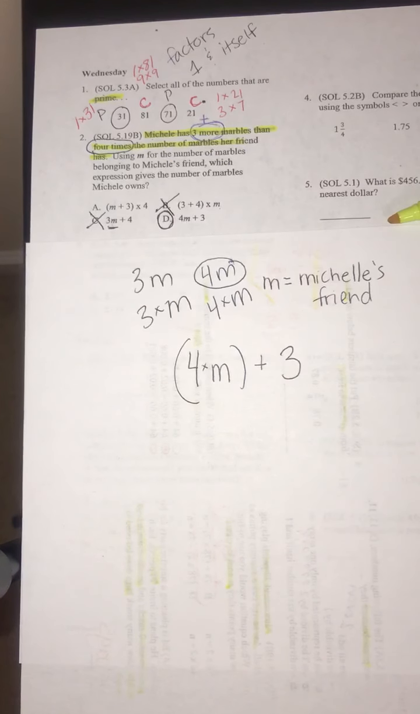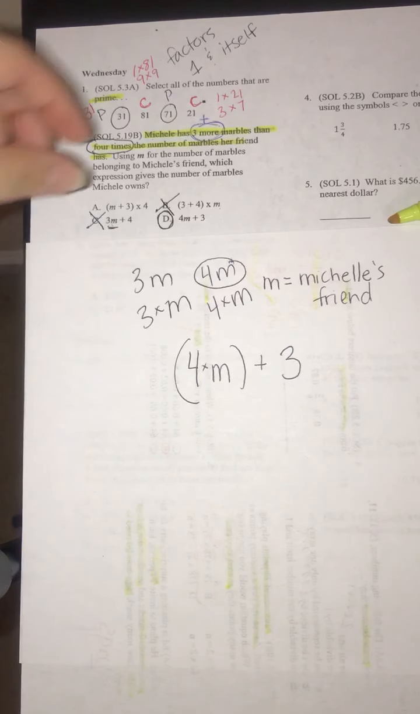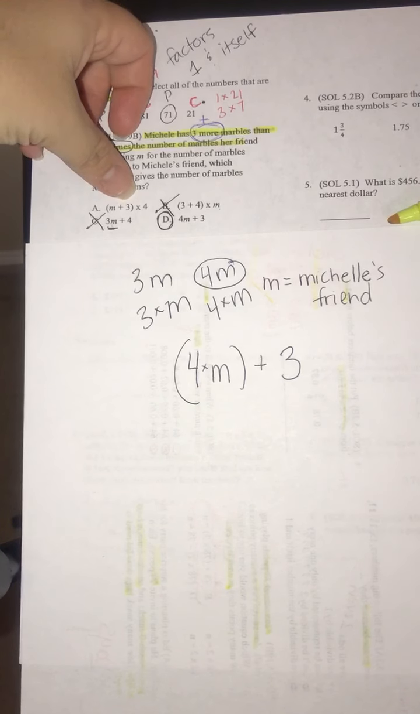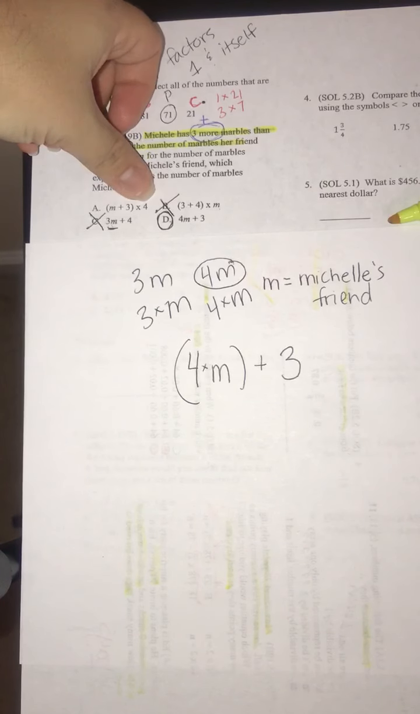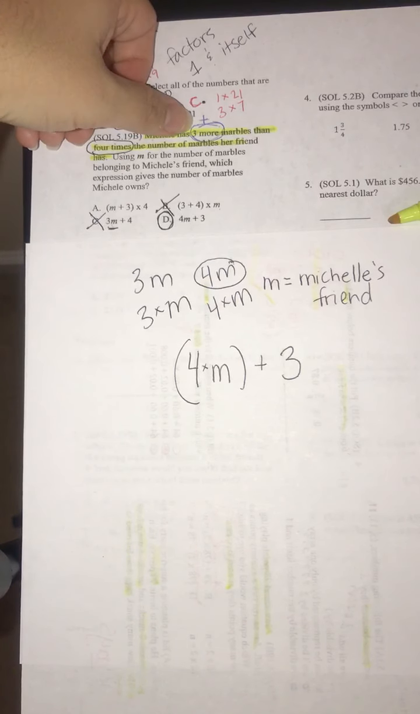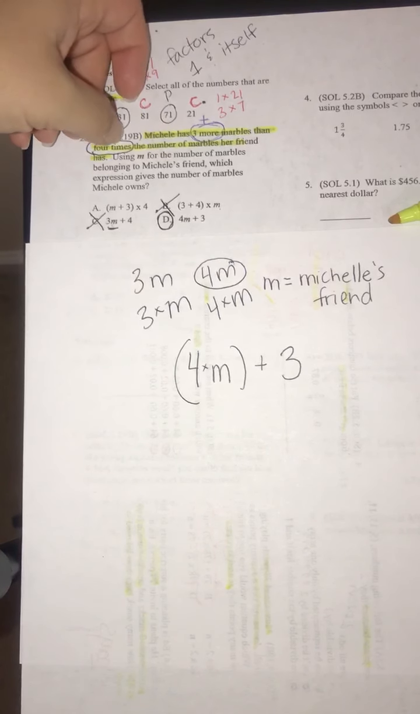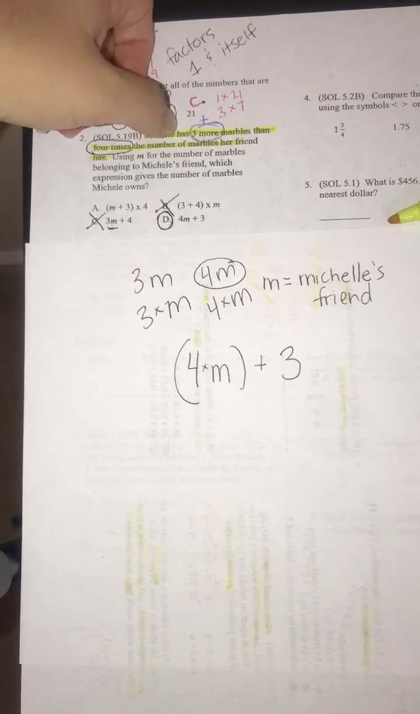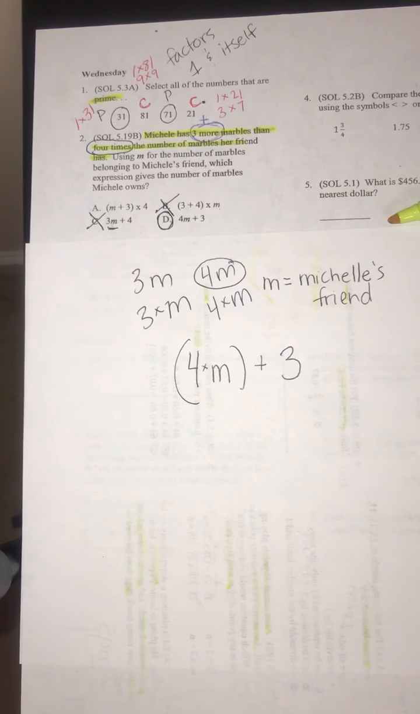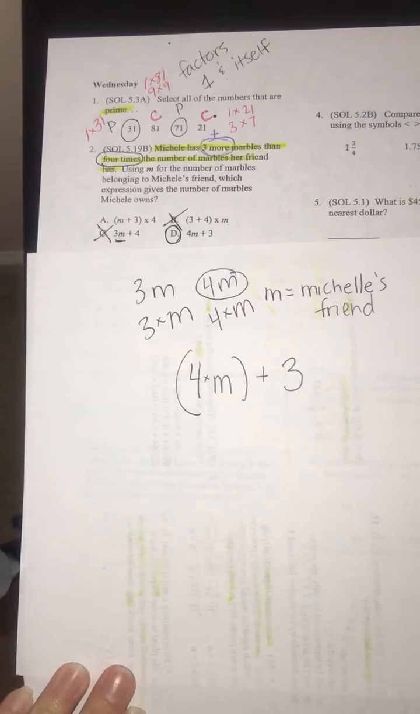The reason why A doesn't work is because when you're doing order of operations, which we haven't learned yet, when you add things in the parentheses, you have to do that first, and then you would multiply by 4. It doesn't say add 3 and then multiply by 4. It says she has 4 times the number of marbles of her friend, and then you have 3 more than that. So that's why that one works. A little tricky there. That one's tough. That's more of an algebra problem.